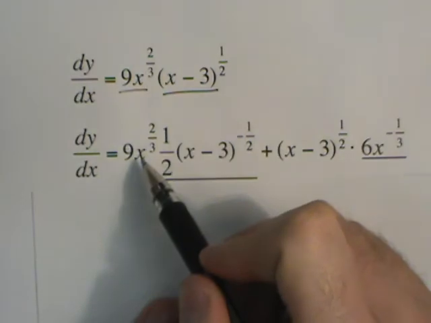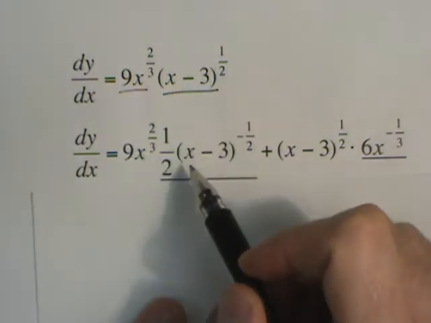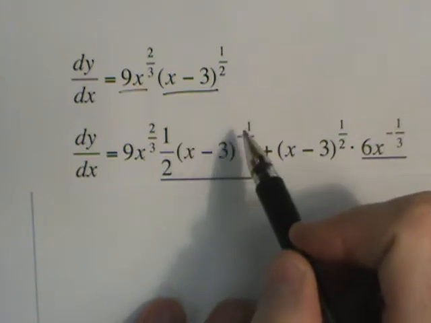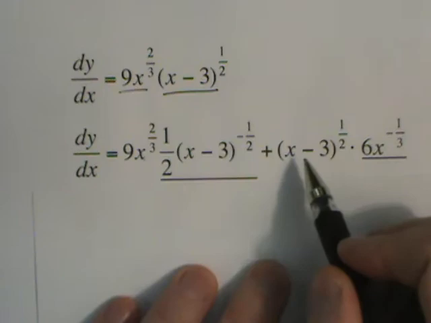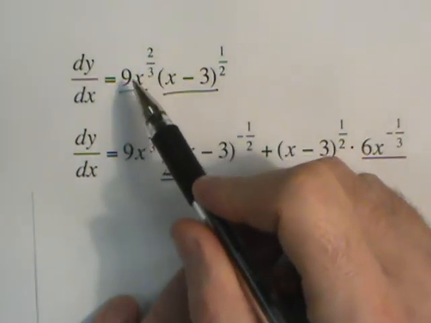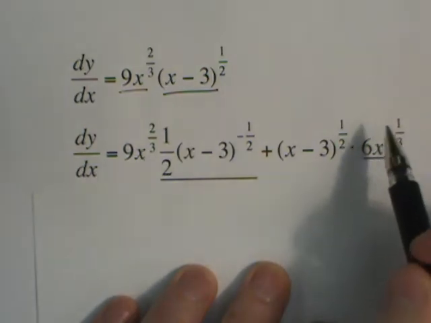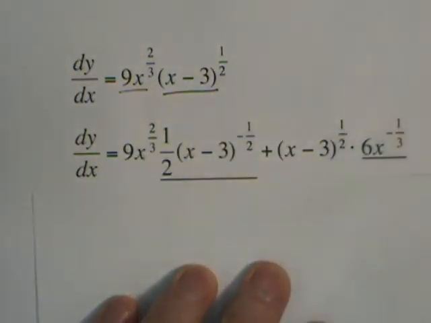So my u comes straight down. The derivative of this portion would be 1/2 (x minus 3) raised to the negative 1/2, plus v is unchanged, du. If you do 2/3 times 9, you get your 6. x raised to the 2/3 minus 1, that's where the negative 1/3 comes from.